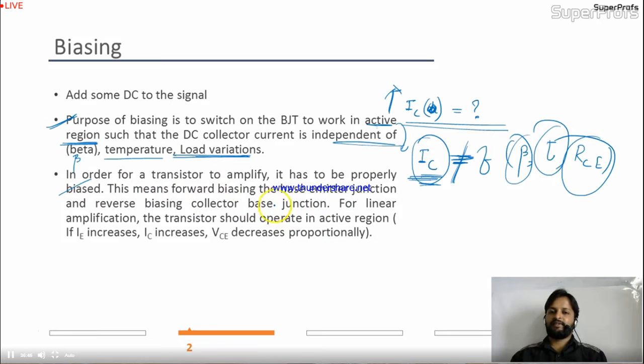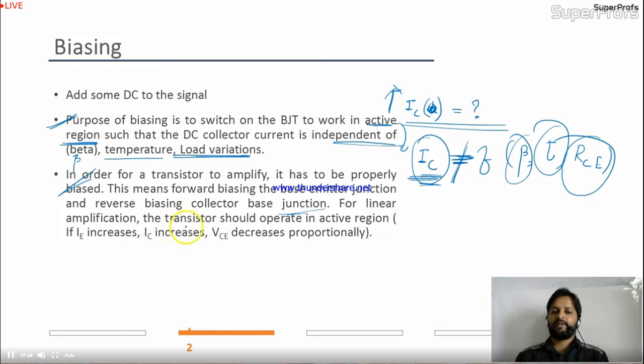In order for a transistor to amplify, it has to be properly biased. This means forward biasing the base-emitter junction and reverse biasing the collector-base junction. Remember, we have to operate the transistor in the active region. So I think it's clear to you. For active region, we need to do the base-emitter junction, reverse bias. Wait a minute. In order for a transistor to amplify, it has to be properly biased. This point is correct. This means forward biasing the base-emitter junction and reverse biasing the collector-base junction. We know about this.